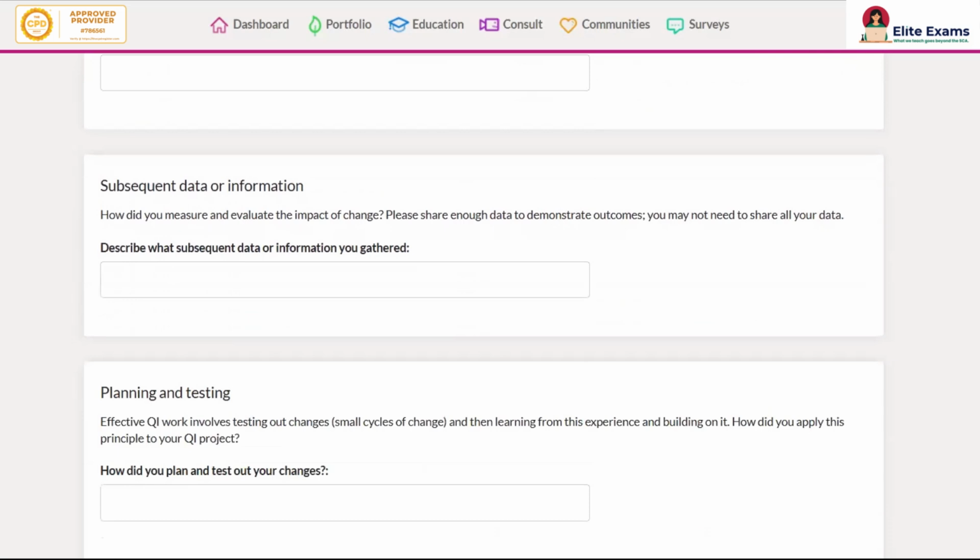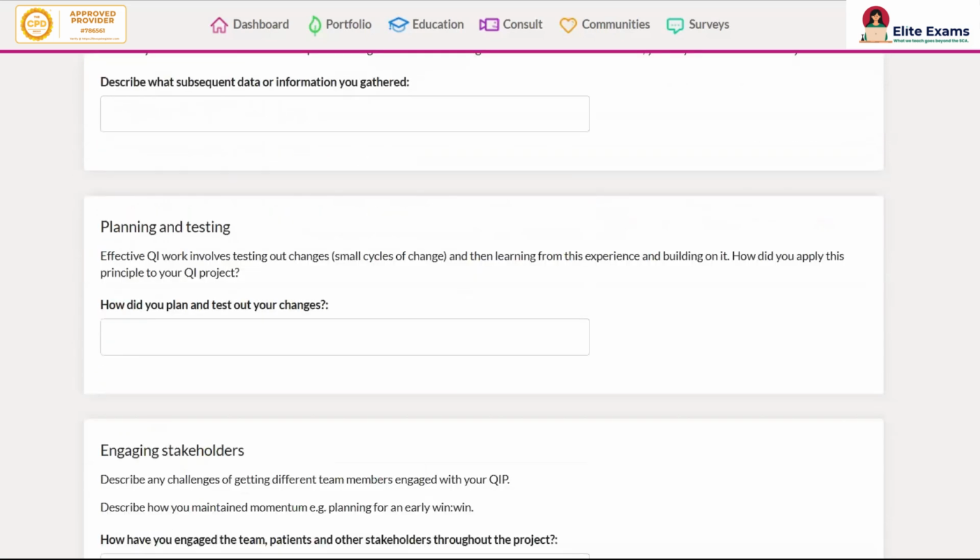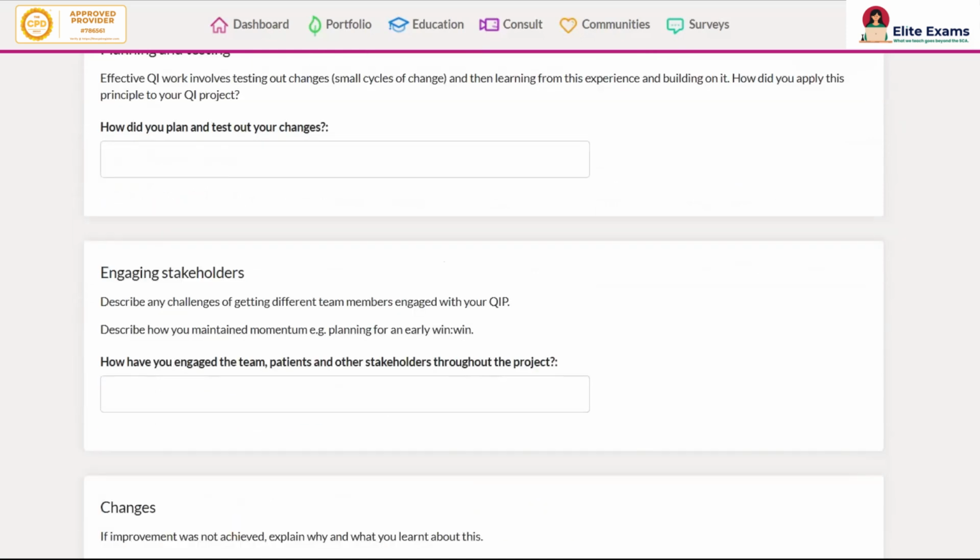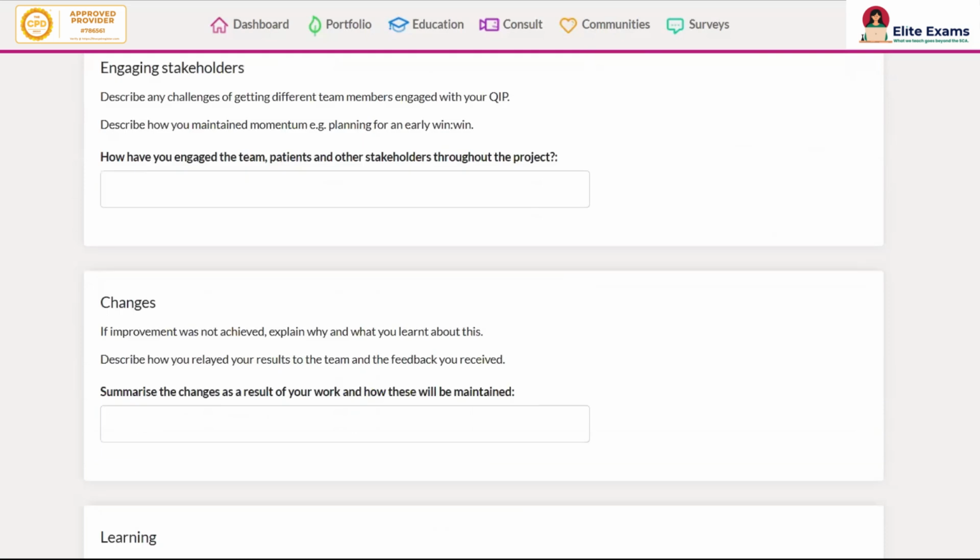And then what data did you collect? How did you test out your changes? So in my case, we started checking those that had investigations done. Were there people that were not on Ramipril that we now had to put on Ramipril because of their ACR level? Then who did you discuss with? Who have you engaged with? Then what changes? And if you did not see any improvement, which is also fine.